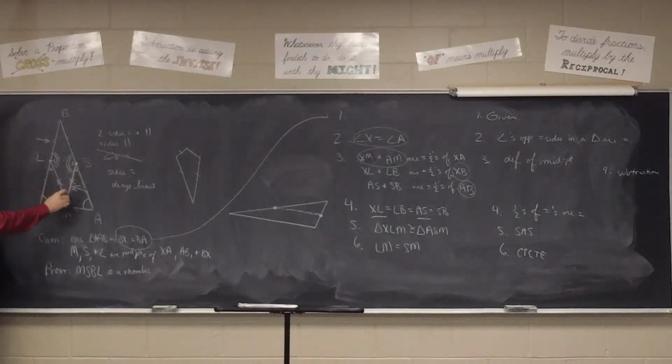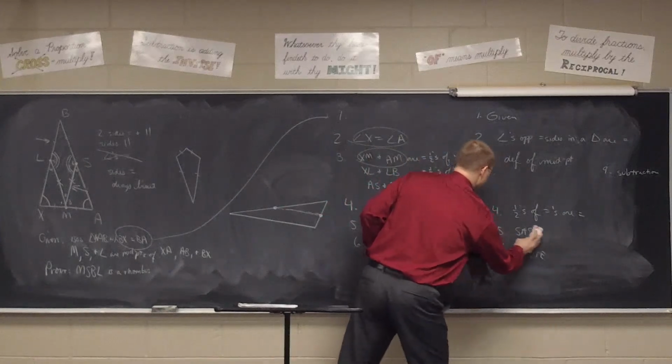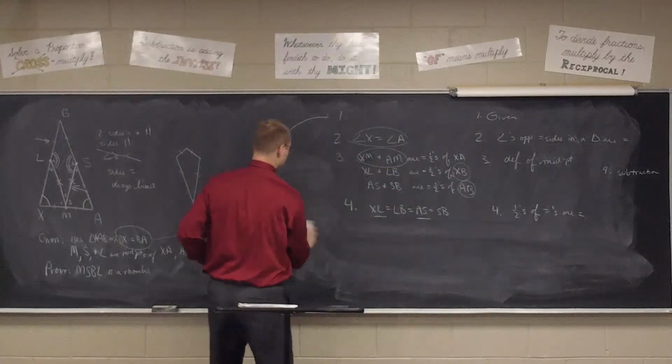Because it joins the midpoints of two sides. Would this be a no-name line? Yes. What do we know about a no-name line, class? Equal to half of the third side. Half the third side and parallel. Parallel to the third side. So, they're not parallel to the third side. Are they?